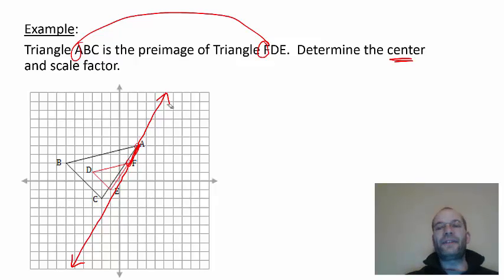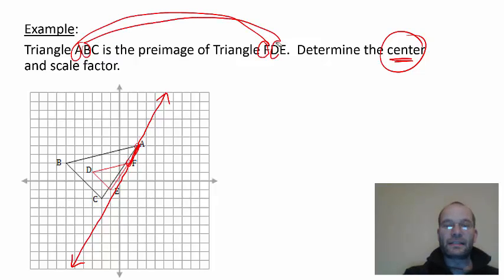Now, in order to find the endpoint, and by doing so find the center, we simply need to do the same process with points B and D, because B corresponds to D. So BD is also on a line, and that line looks something like this.